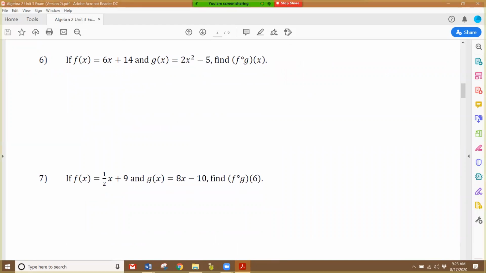All right, question number 6. So here we're given a composition of functions. I know it's a composition because right here in the middle, I have that little open circle. That's a composition, meaning take the function closest to x and plug that into the other function. So we're going to take all of g of x and plug it into f. So we have 6, and then we're not writing that x, we're writing 2x squared minus 5. Then the rest of f, plus 14.